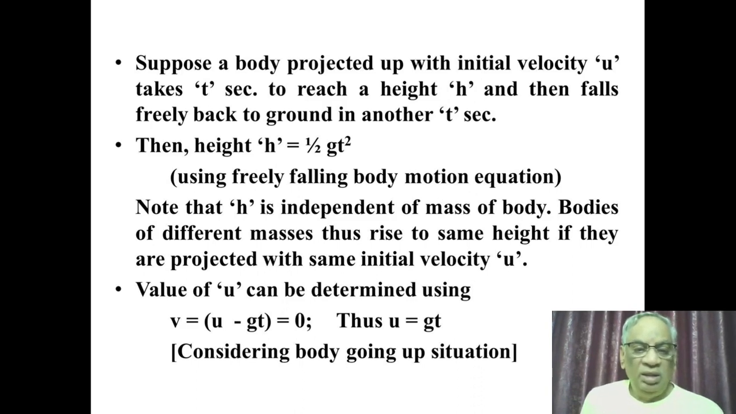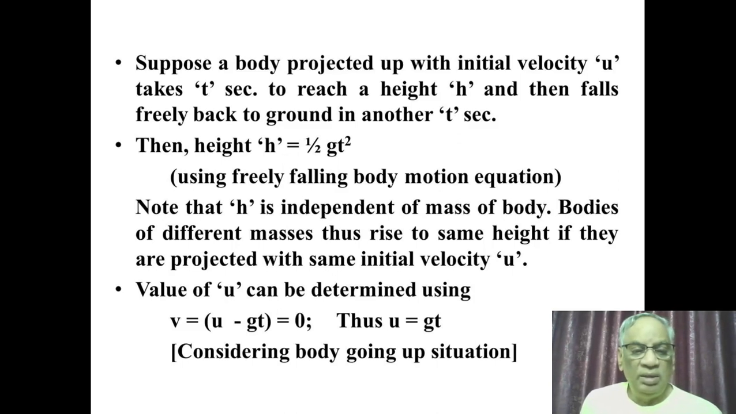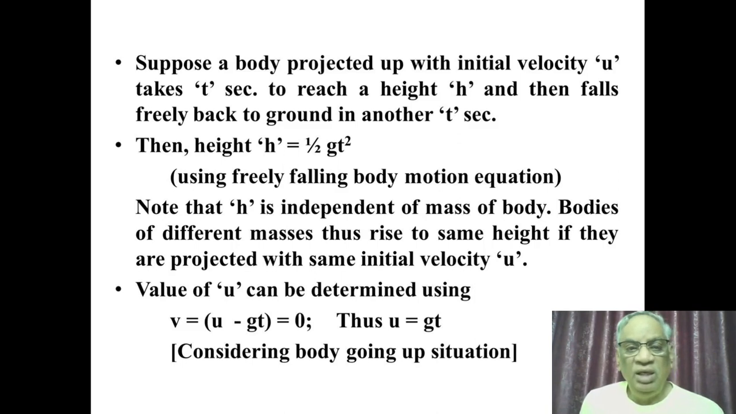And the velocity of projection, because height we determine from the freely falling body equation, u, the velocity of projection, can also be determined from v is equal to u minus g t for the upgoing body, where v is equal to 0, so u becomes g t. t is already known, g is known, so u can be calculated. So conveniently, whichever equation is useful for solving our problem can be used.